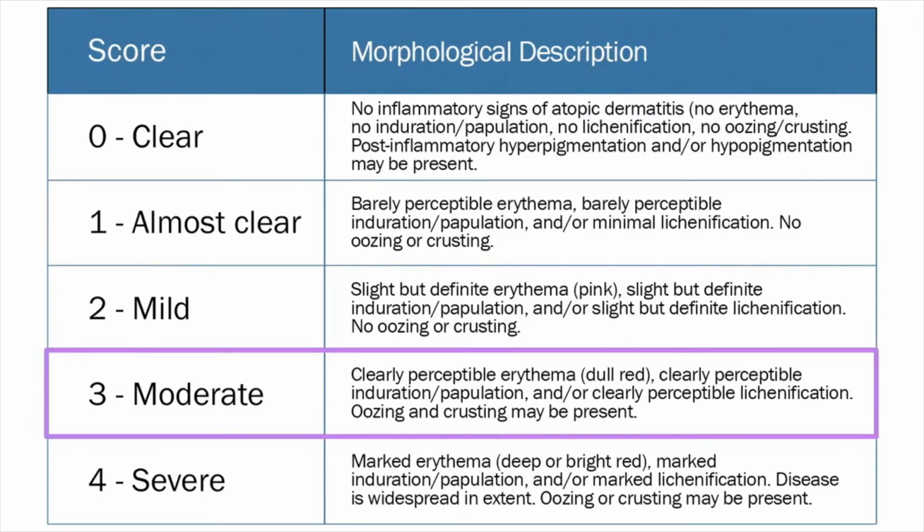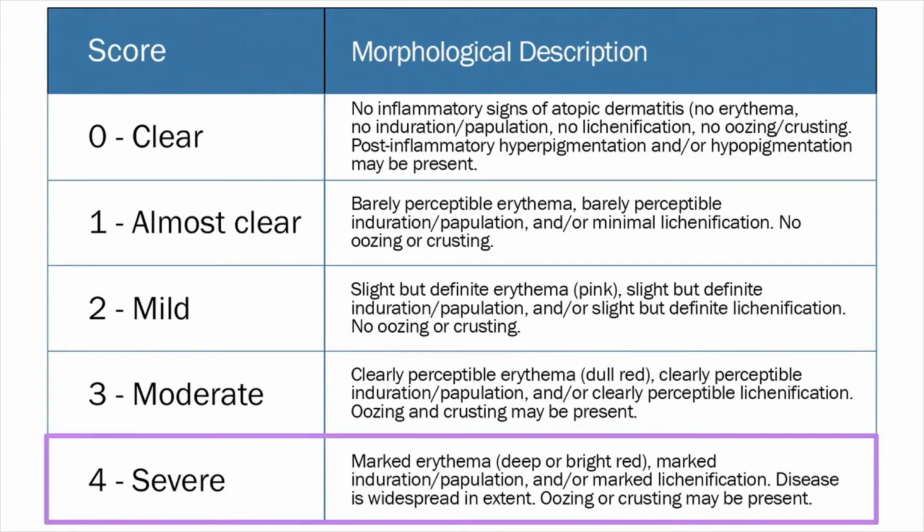And then 3 gets into moderate, which is clearly perceptible erythema, dull red, clearly perceptible induration and papulation, and or clearly perceptible lichenification. Oozing and crusting may be present in 3s. 4, which is severe, is marked erythema. The color is usually deep or bright red, marked induration, papulation, and marked lichenification. The disease is widespread in extent. Oozing and crusting may be present.